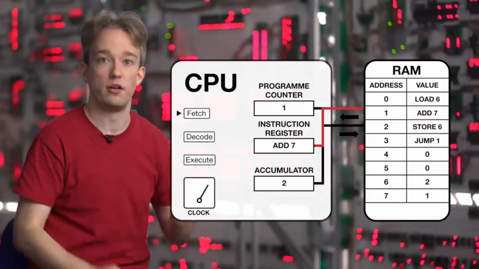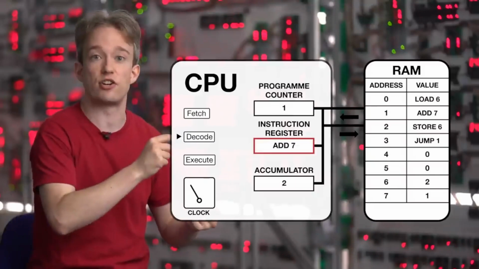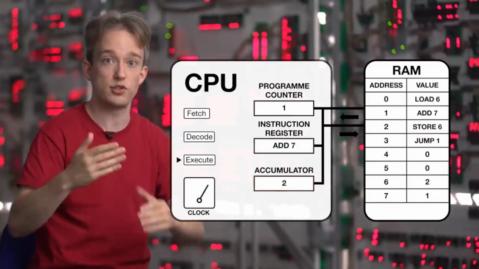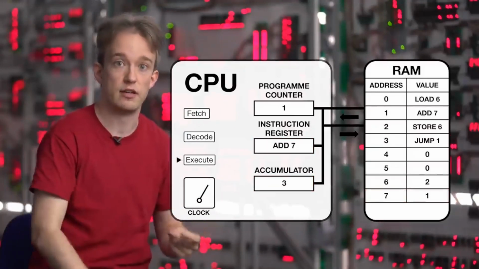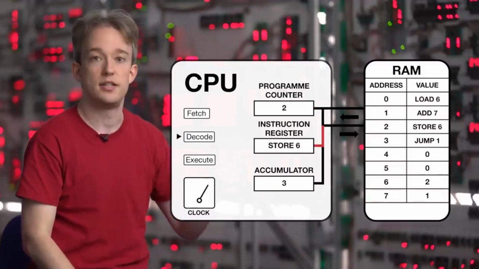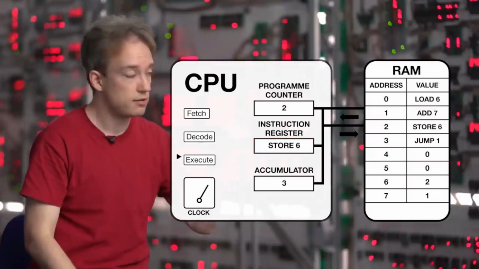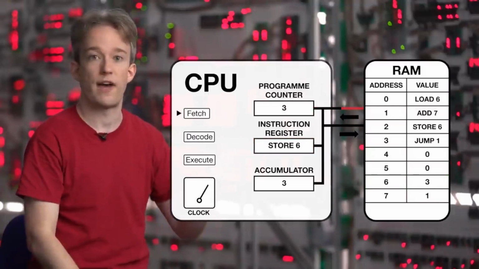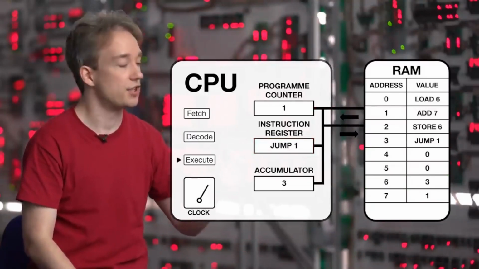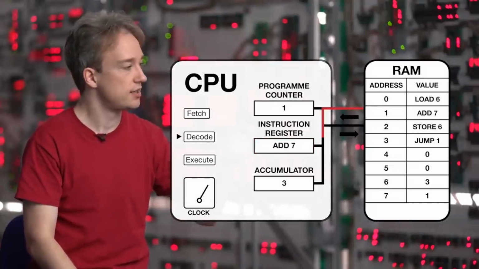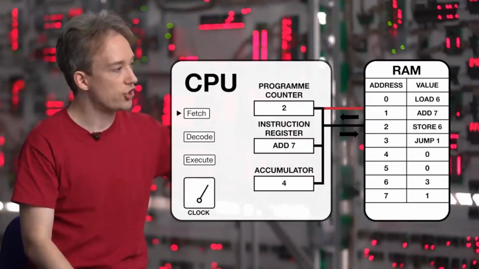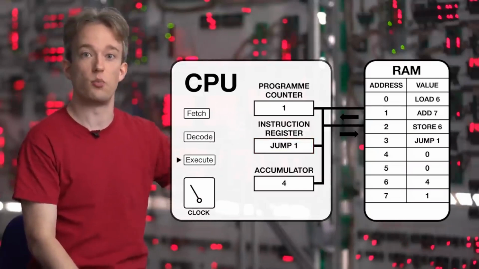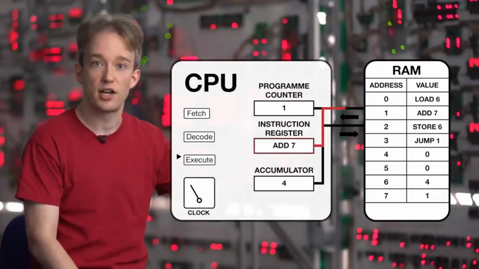Fetch from location 1. Decode. It's the add instruction again. Execute. Our accumulator still contains the values from before, so 2 plus 1 is 3. Fetch. Decode. Store again. Execute. Storing it into location number 6. Fetch. Decode. Execute, and we jump again. Fetch. Decode. Execute. Fetch. Decode. Execute. We're in a loop, and we're counting upwards by 1 on every 6th clock cycle.